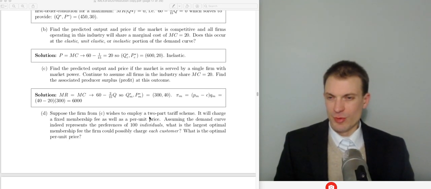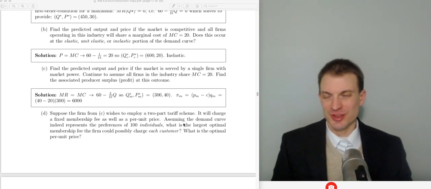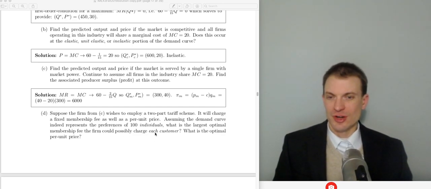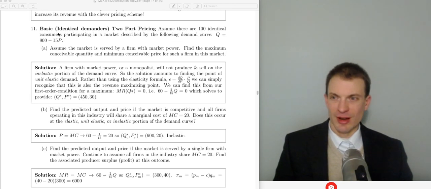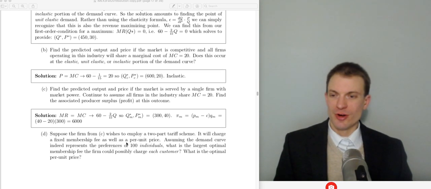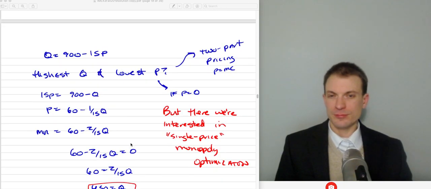And then suppose we want to employ a two-part tariff. It'll charge a fixed membership fee and a per unit price, assuming the demand curve indeed represents preferences of 100 individuals. What's the largest optimal membership fee charged to each consumer? Well, we still have identical demanders, so this is a really easy question. You're just going to set price equal to marginal cost, and that's going to be the per unit price, and then find the associated consumer surplus, and that becomes the fixed component. All right, let's do it.